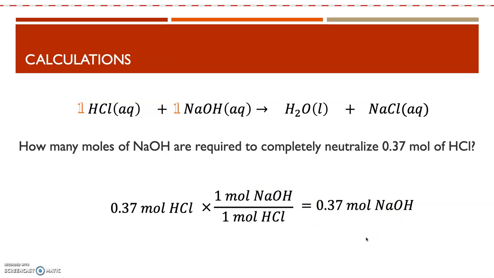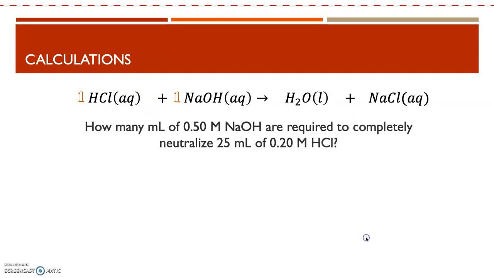Now, a problem that you might actually need to do is something that looks like this. Given properties about the solutions, what volume of sodium hydroxide would be required to neutralize 25 mL of 0.2 molar HCl? So in this case, I'm given everything I need to know about the hydrochloric acid solution, and I'm asked what volume of sodium hydroxide is going to be required to completely neutralize this.